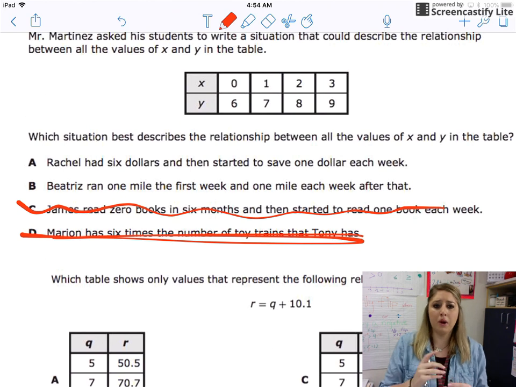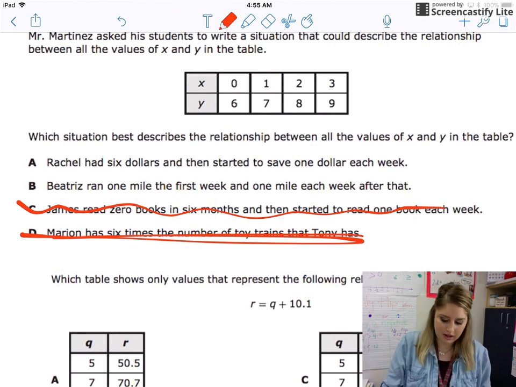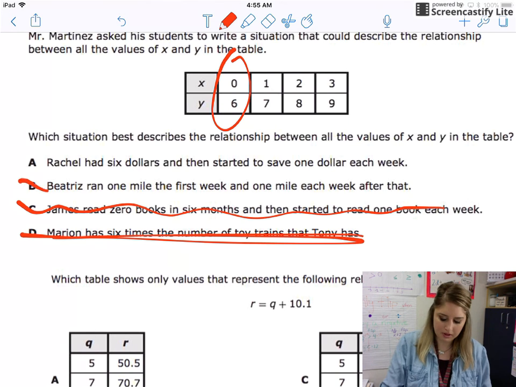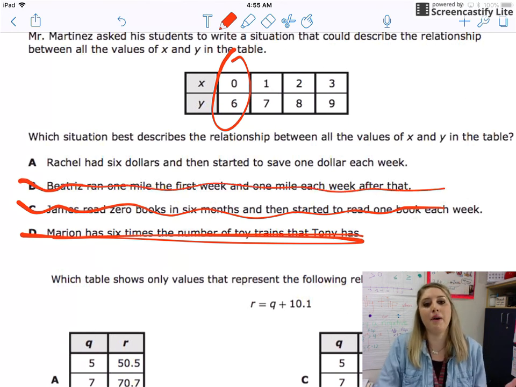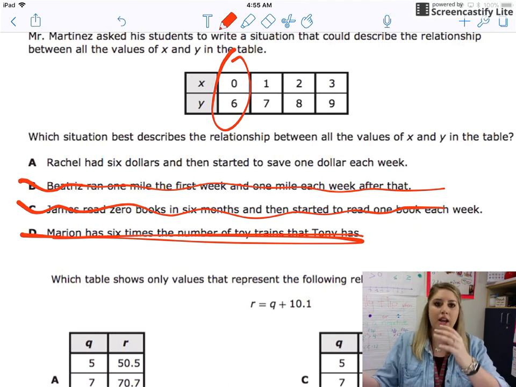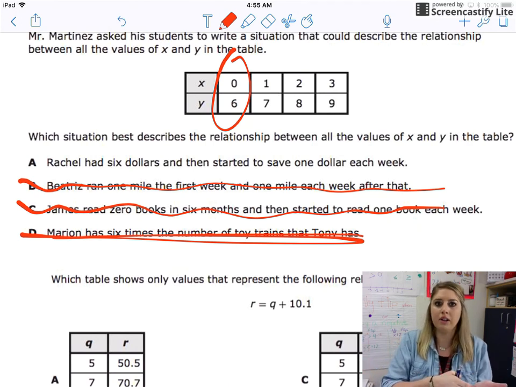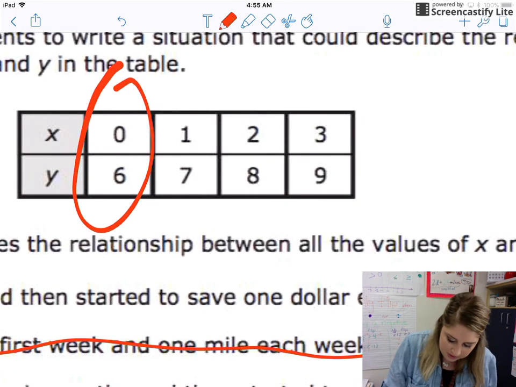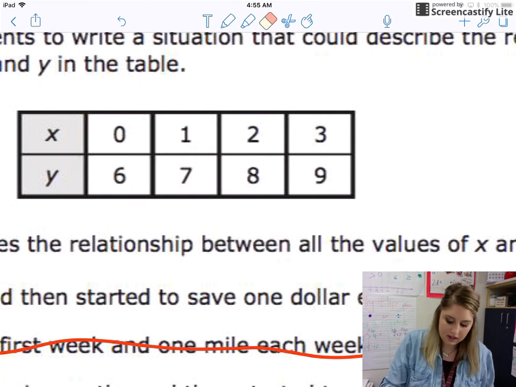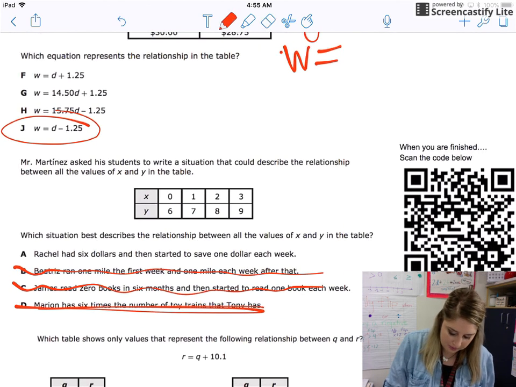Beatrice ran 1 mile the first week and then 1 mile each week after that. So if it was 1 mile in the first week, how could we have something at 0, 6? That wouldn't work. And so finally, the one about Rachel. She had $6. So at time 0, she had $6. That makes sense. And then each week she added $1 more. So week 1, she'd now have 7. Oh, that makes sense. Add 1 each time. That makes sense to me. So it would be A.